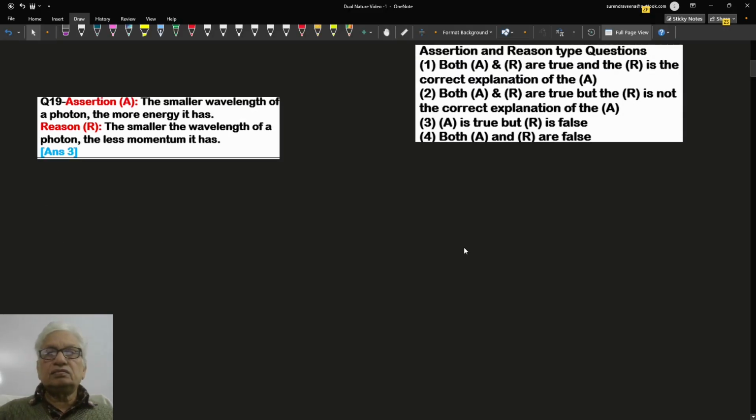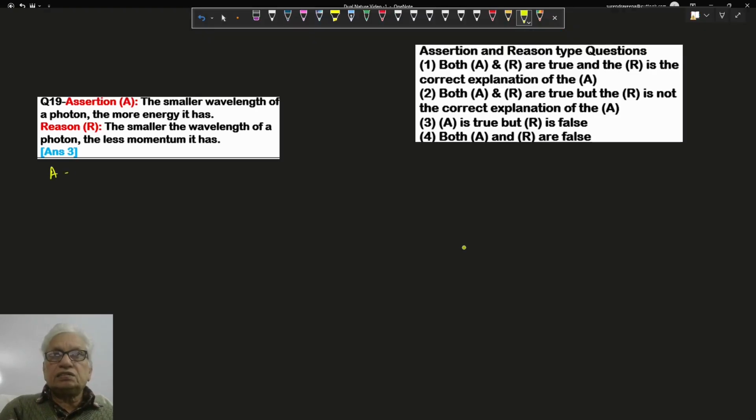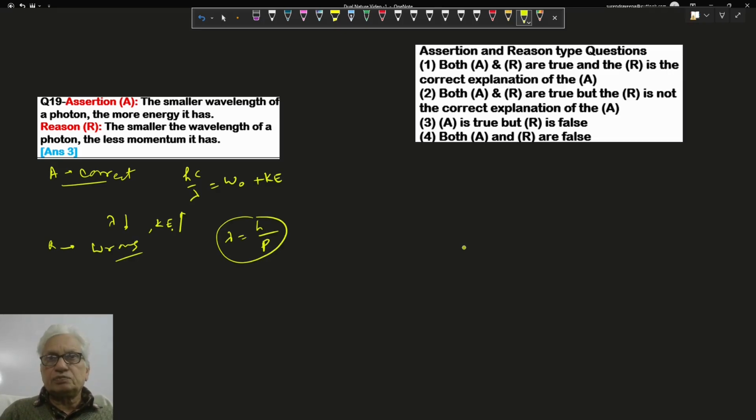Option 4. So in this question, the assertion: smaller wavelength, more energy. Correct, because of the formula hc by lambda equals work function plus kinetic energy. If the wavelength is less, the kinetic energy must increase. So this is correct. What about the reason? Smaller wavelength, less momentum. It is reciprocal, so it is wrong. So option 3 is correct.